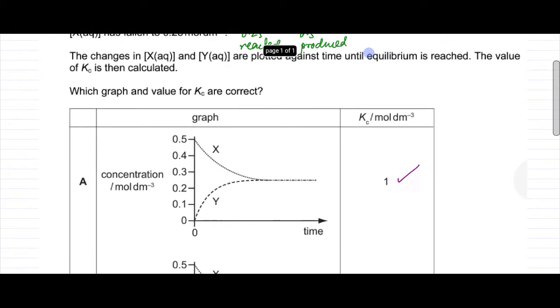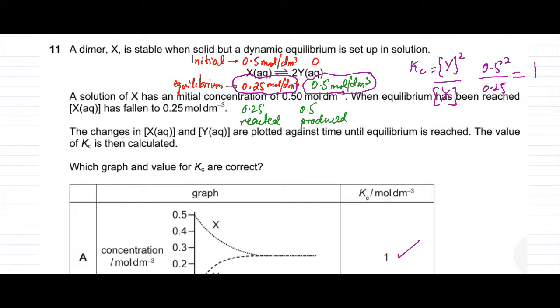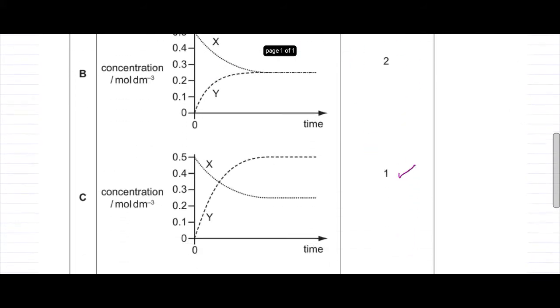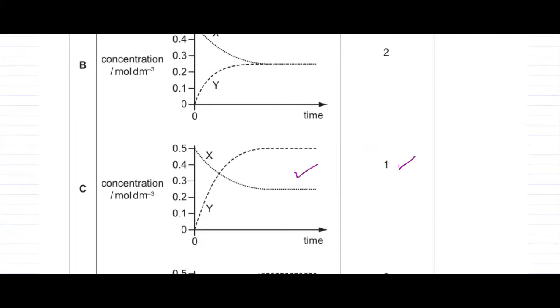So the first one is not going to be the correct graph, because the final concentration of Y is going to be 0.5, which is not true over here, because if you follow the plotted line of Y, it only reaches up to the 0.25 mark. So it's not going to be the correct answer. If you look at C, that is going to be the correct graph, because the concentration of Y initially was 0, and 0.5 mole per dm cube were made up at equilibrium. For X, the initial concentration was 0.5 and it dropped to 0.25. So option C is going to be the correct option for this question.